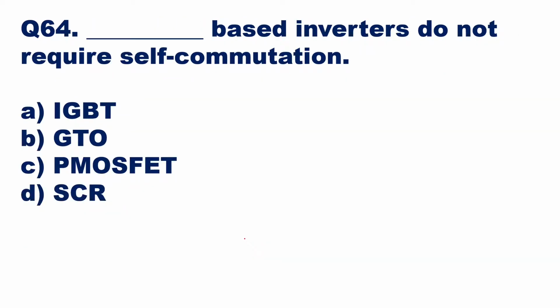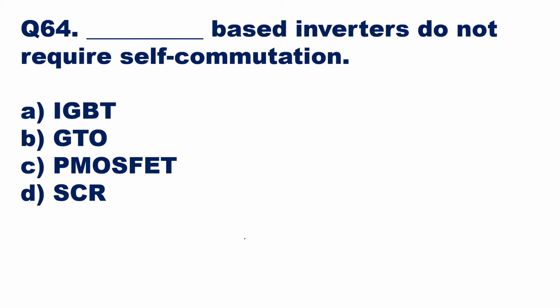Then we'll go to question number 64. Dash-based inverters do not require self-commutation. Now, dash-based inverters: inverters based on IGBT, inverters based on GTO, inverters based on power MOSFET, and inverters based on SCR.